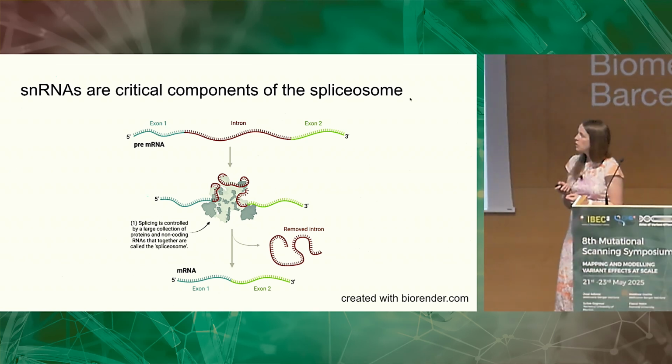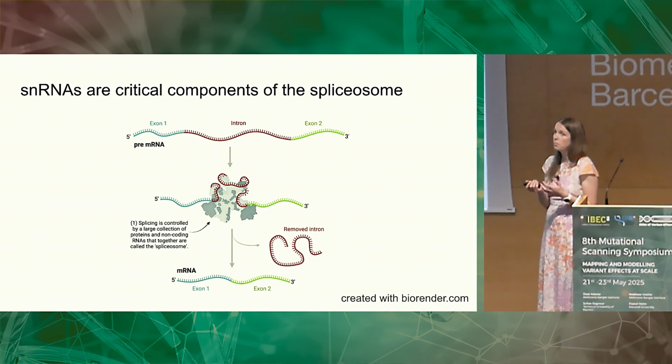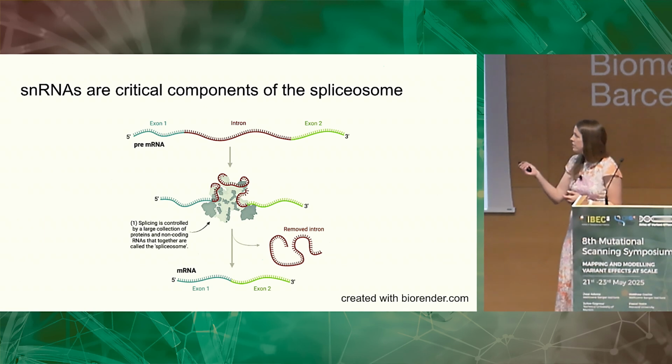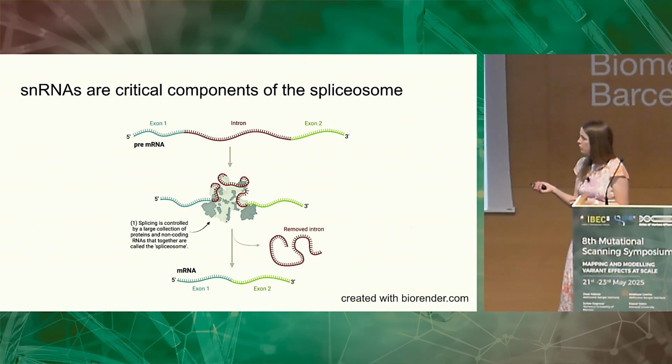I'm going to focus on one subtype of RNAs today, the small nuclear RNAs, or snRNAs. snRNAs are critical components of the spliceosome. This is a massive protein and RNA complex that mediates the removal of introns from the pre-messenger RNA and the splicing together of the exons in the final RNA transcript.